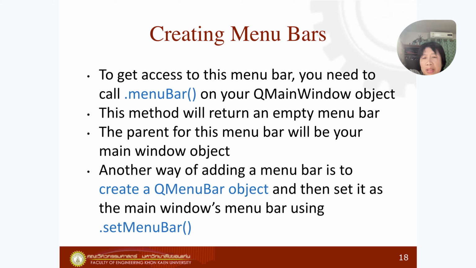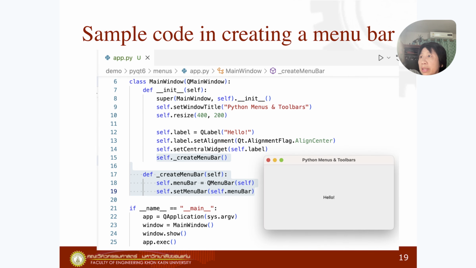Another way of adding a menu bar is to create an object of QMenuBar and then set it to the main window's menu bar using the setMenuBar method. Okay, let's see the example here. So here we define the method create menu bar, right? And then we create the menu bar object and then call the method setMenuBar as self.menu_bar, and then call create menu bar.